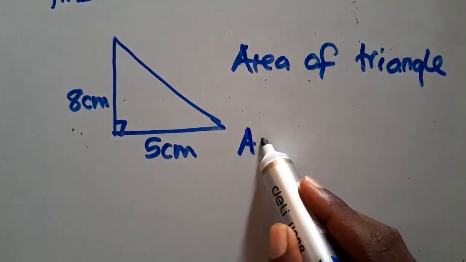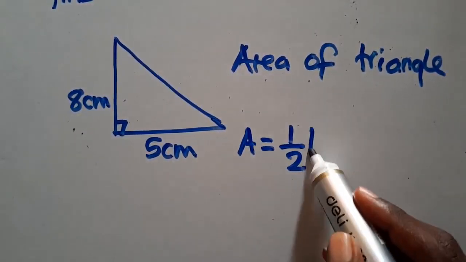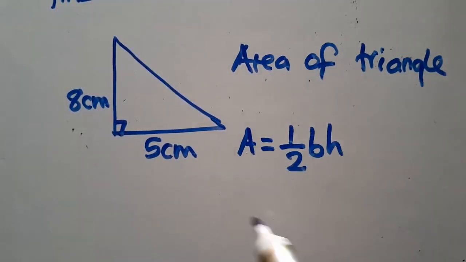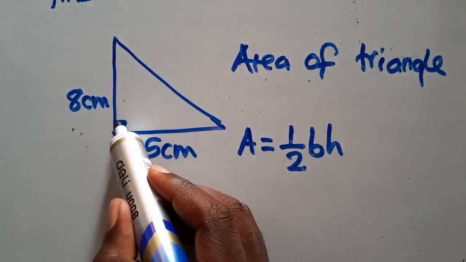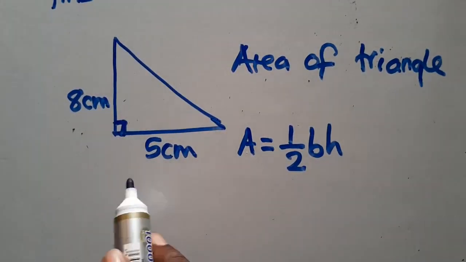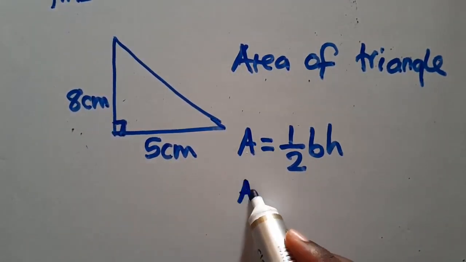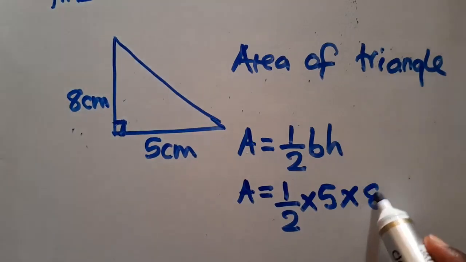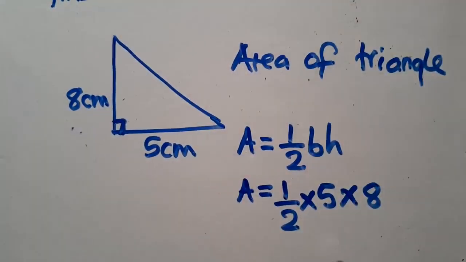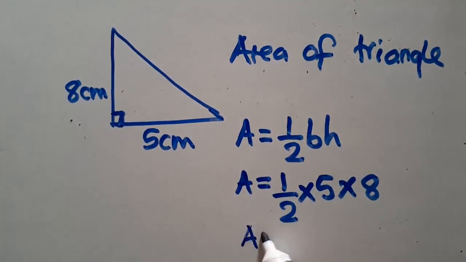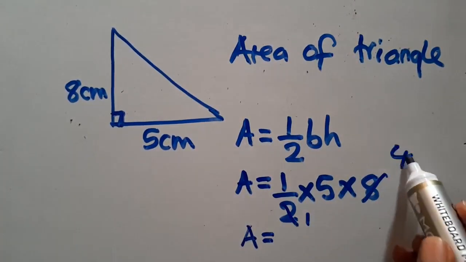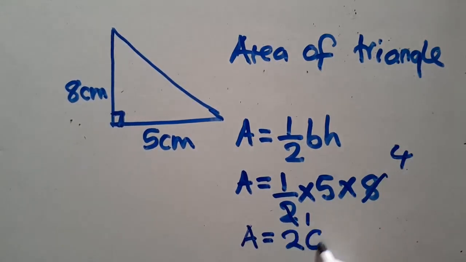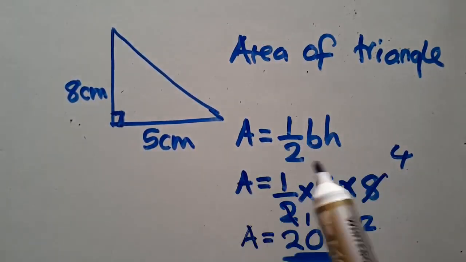You know that the area of a right angled triangle is just half BH. This is the formula for a right angled triangle, as long as it is making a 90 degrees there. So you say this is now equal to half, and your base and height are 5 times 8. Then area is 4 times 5, that is 20. We add centimeters, so centimeters squared. You are done. This is the area of a right angled triangle.